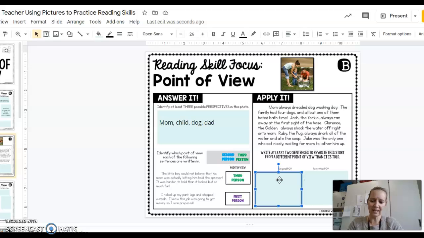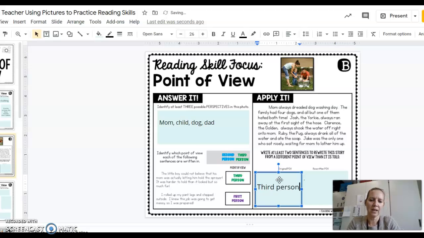So you guys, this is third person, and it's third person omniscient because we have the feelings of the dog and the mom. Omniscient means everybody or all. I spell this word wrong all the time. Now I think I have it right.